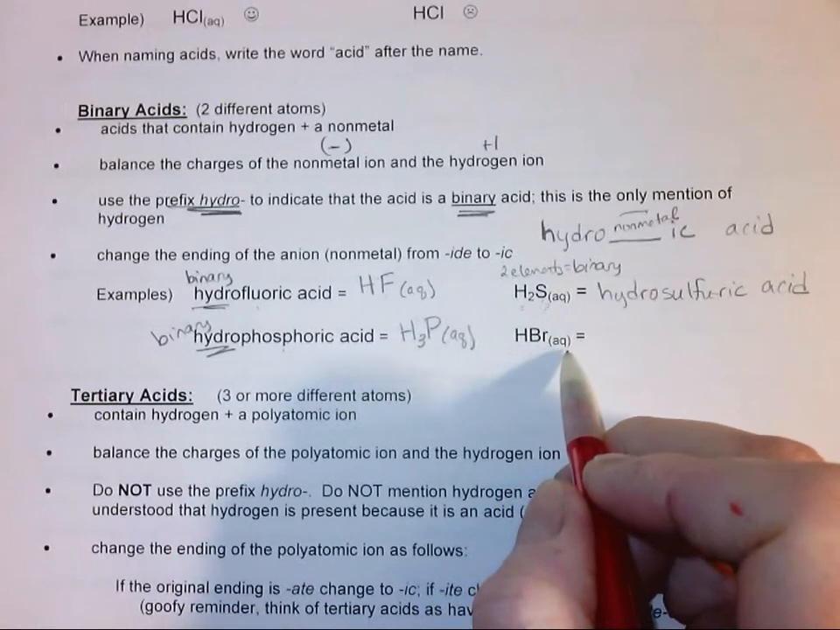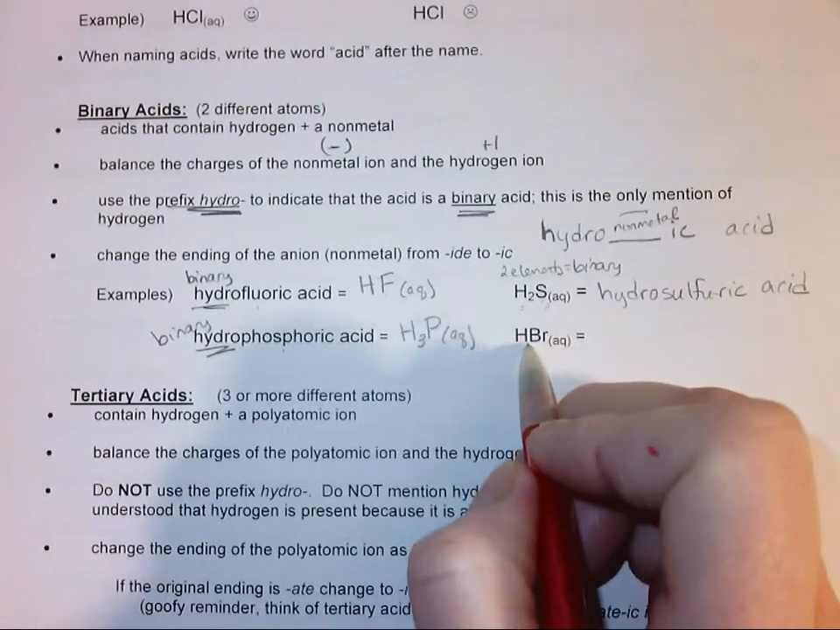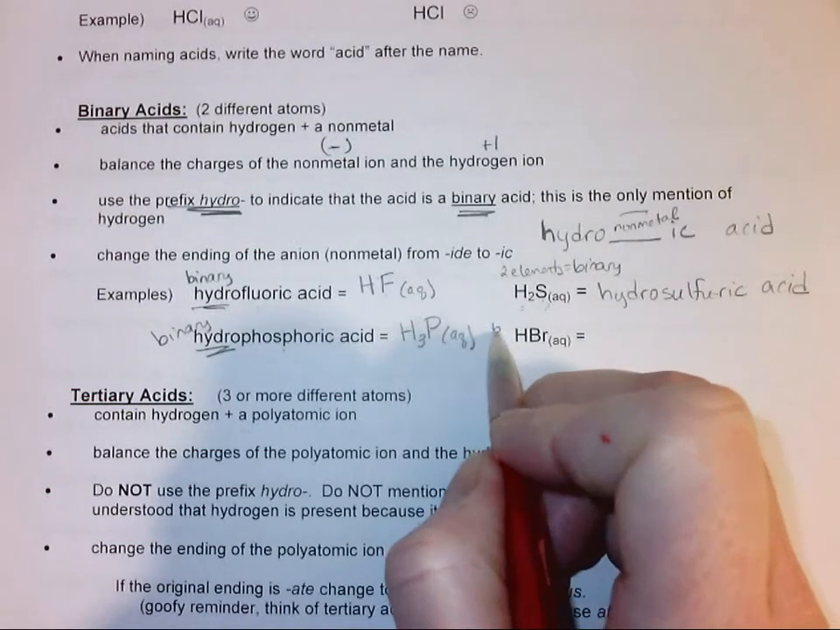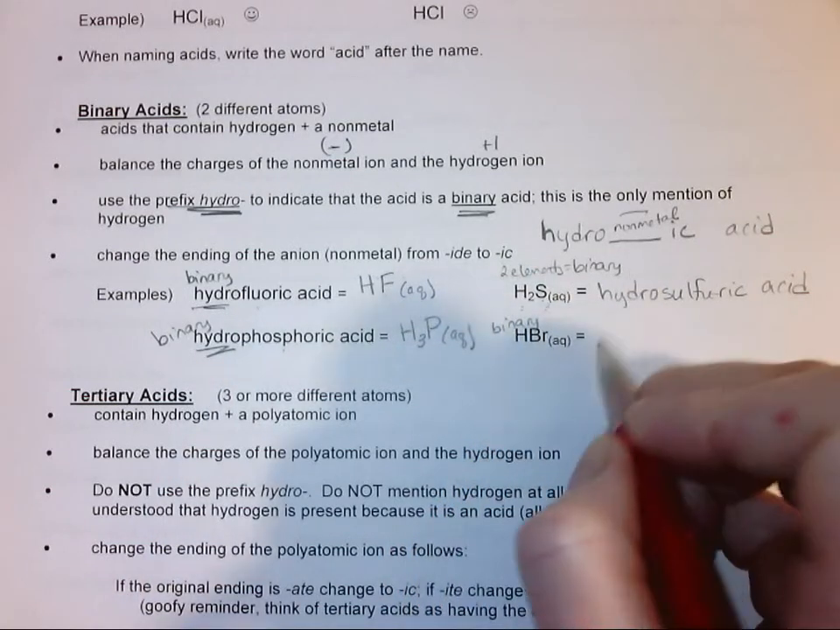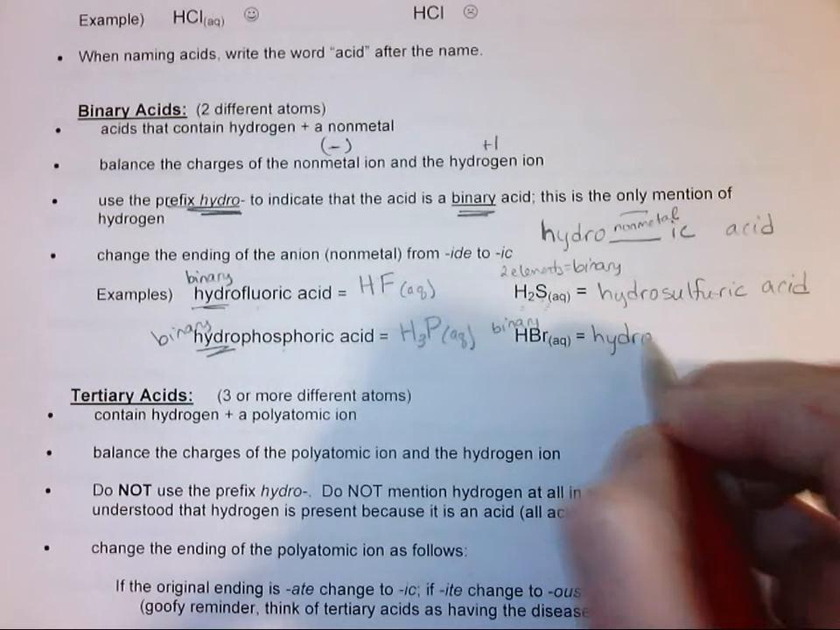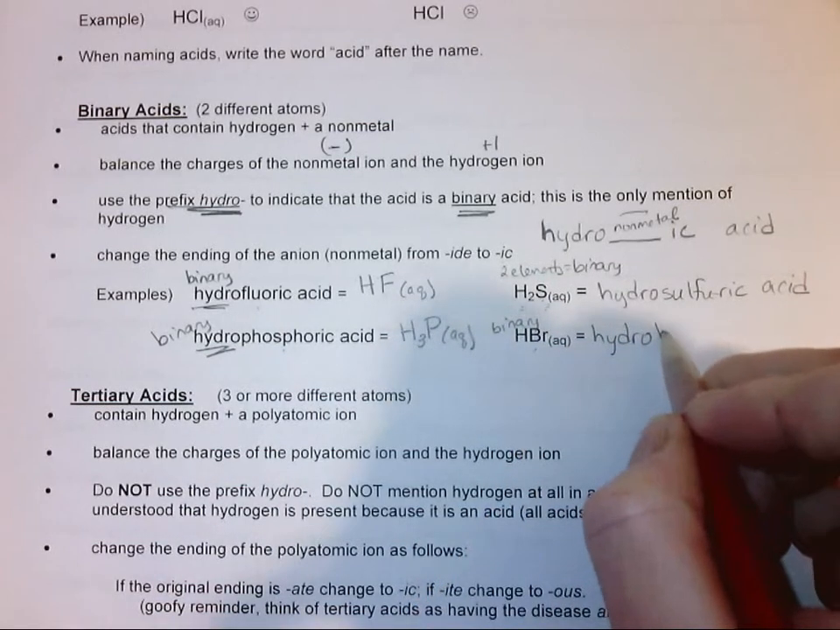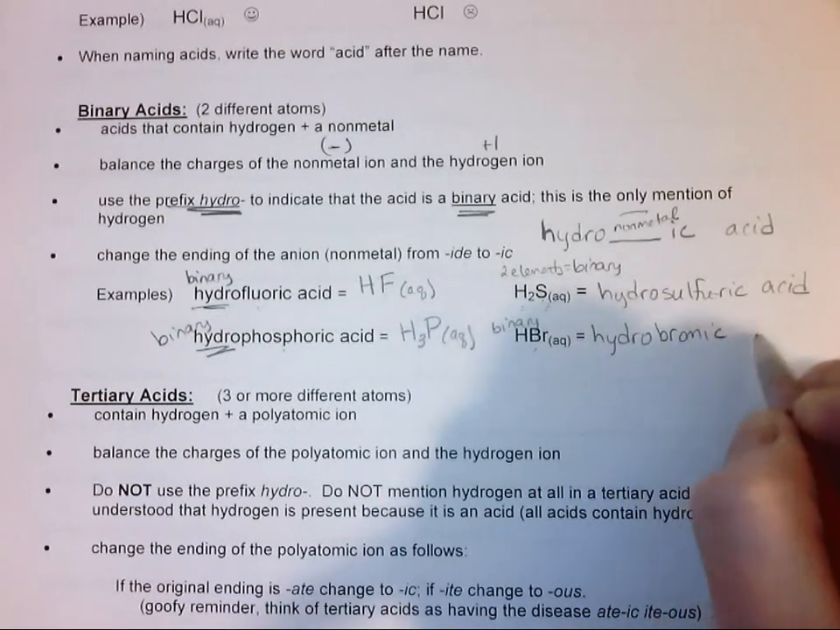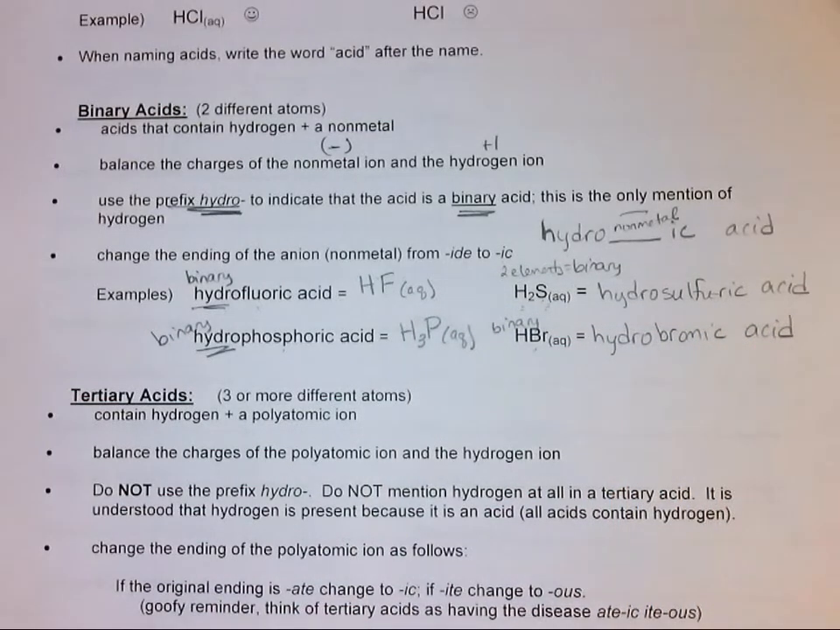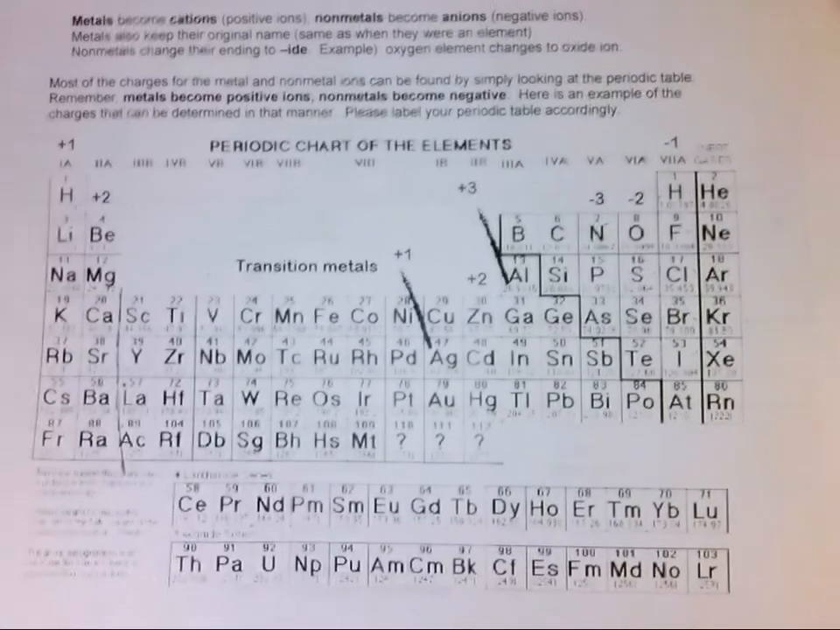HBr(AQ). Again, binary acid. So we're going to say hydro. This is bromide, so it changes to bromic. Hydrobromic acid. One last time, I want to go to the periodic table and look at these.